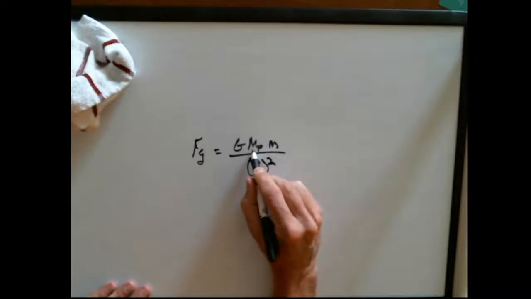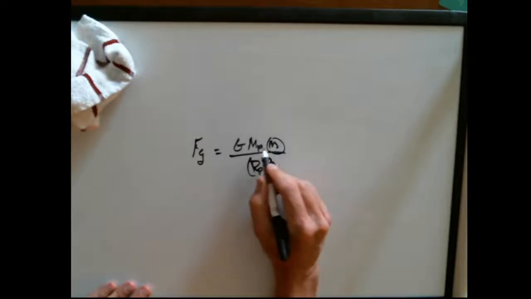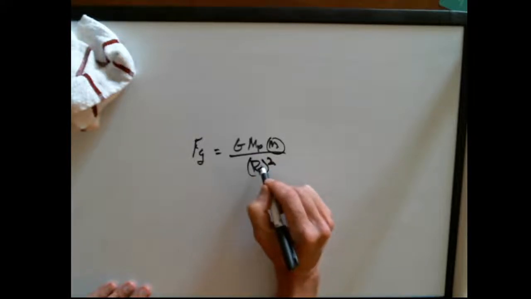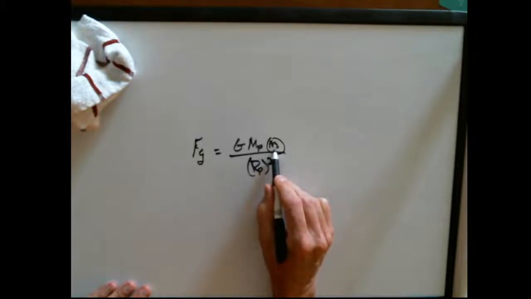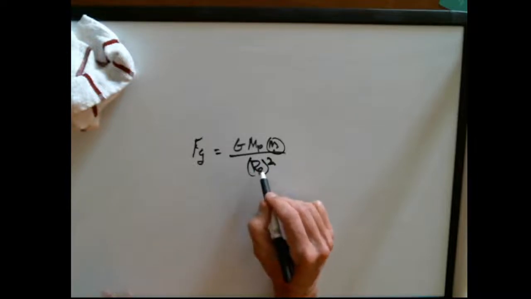If you have two planets that have the same mass, my mass isn't going to change, but the guy with the smaller radius is going to have the greater gravitational force on its surface, right? If their masses are the same and they're acting on the same object with the same mass, then the more compact object is going to have the stronger gravitational force.